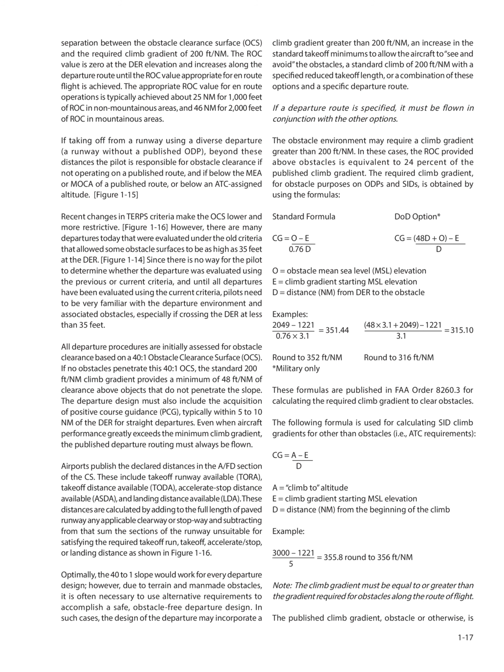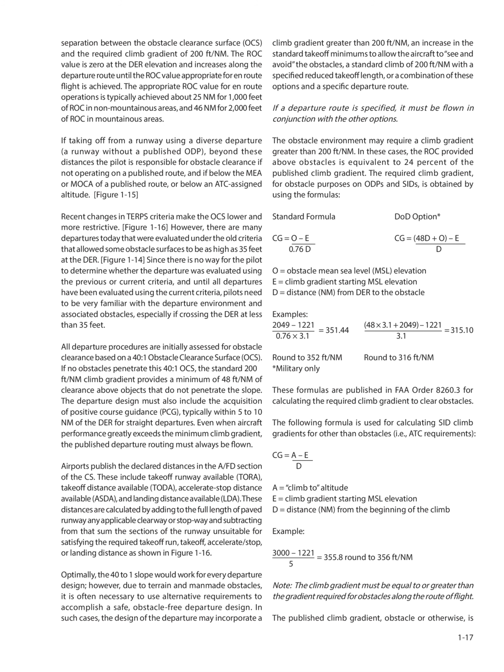Even when aircraft performance greatly exceeds the minimum climb gradient, the published departure routing must always be flown. Airports publish the declared distances in the A/FD section of the CS. These include takeoff runway available (TORA), takeoff distance available (TODA), accelerate-stop distance available (ASDA), and landing distance available (LDA).